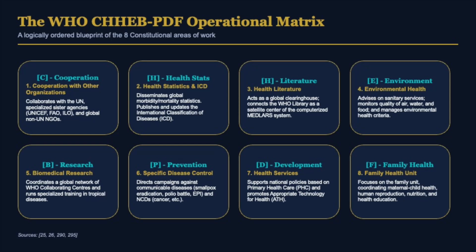The letter P refers to prevention and control of diseases. The letter D stands for development of health services. Finally, the letter F represents family health, including maternal and child health, nutrition, and health education under cooperation.